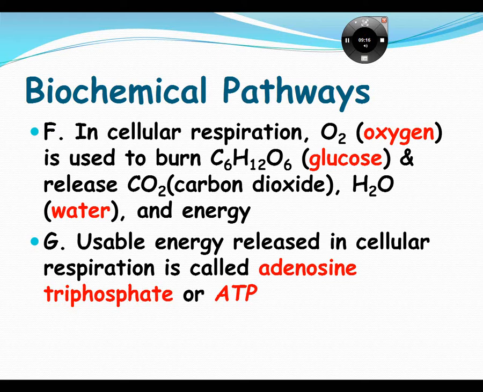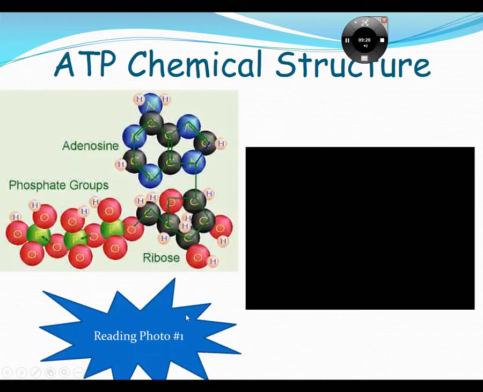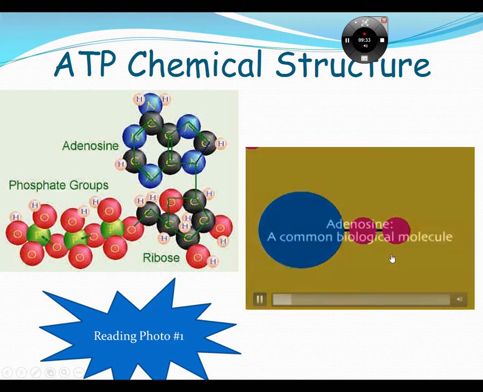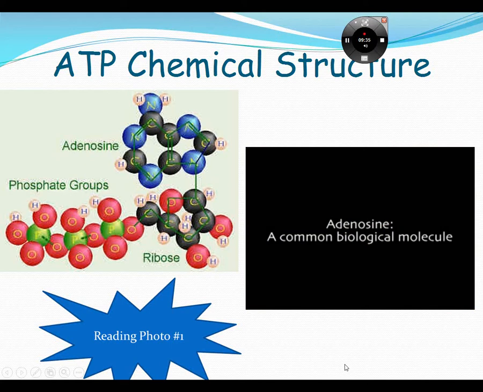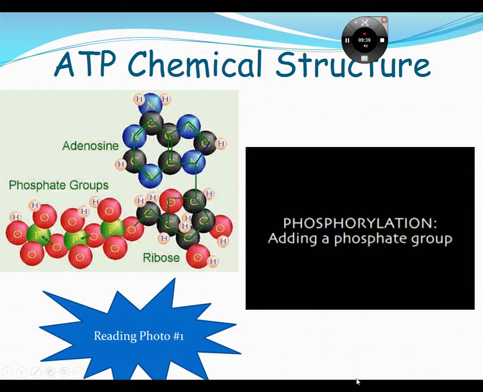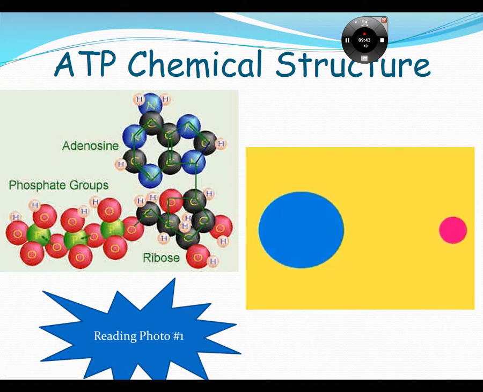Here's the chemical structure of ATP. Here's what it looks like. These pink things are the phosphates. That blue thing is adenosine. Adenosine is the base of the energy structure. You add each one of these pink little guys, which are phosphates. You add 3. That's why we call it triphosphate.